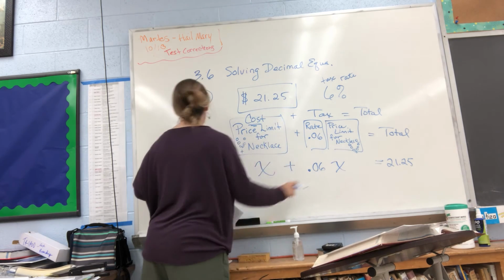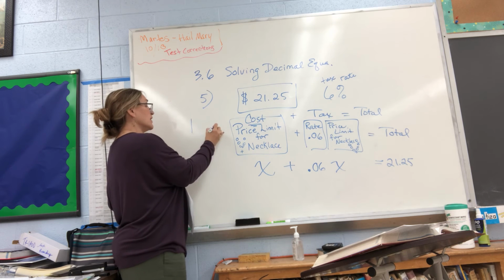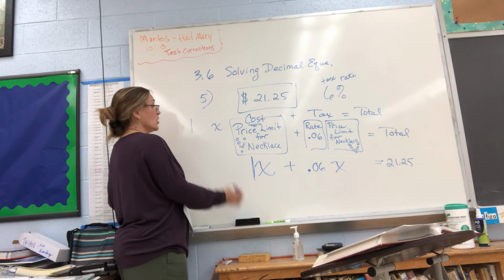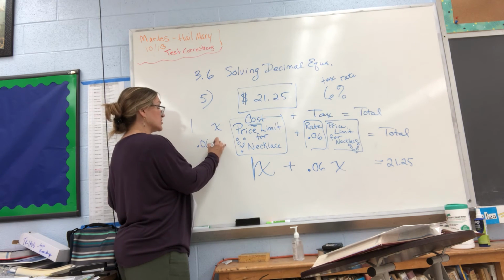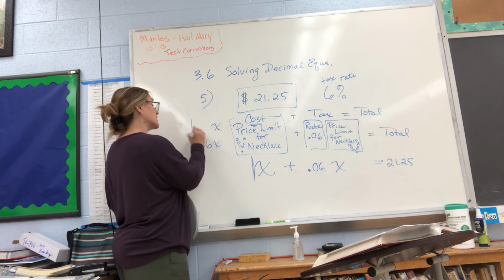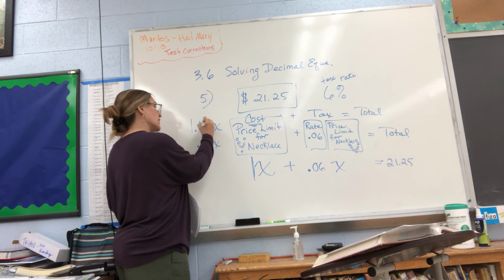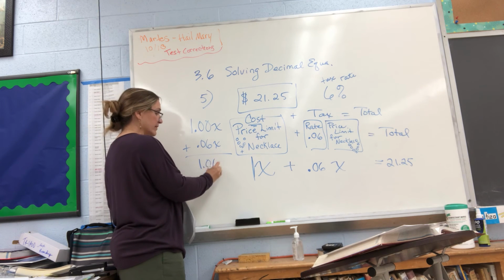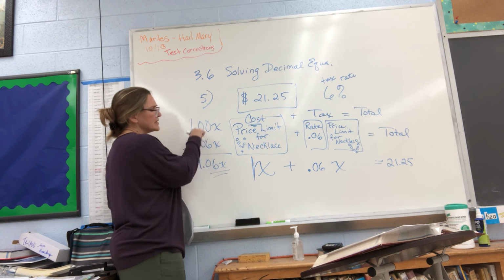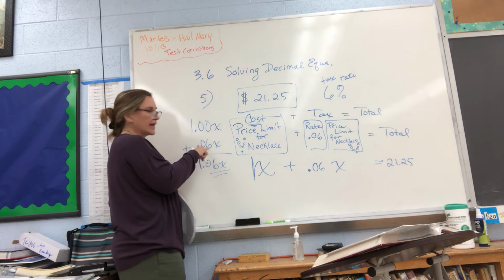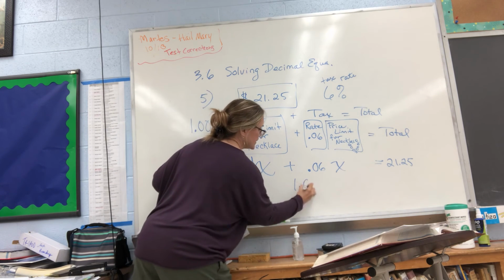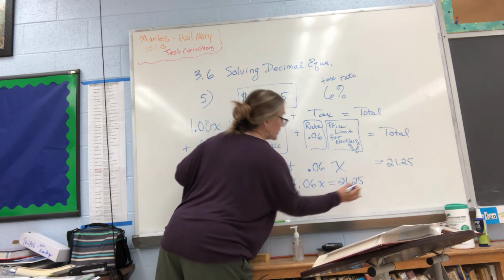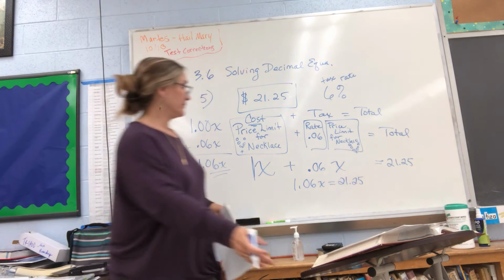So what is X plus 0.06X? You have to be careful about this. X is really 1X, isn't it? Yes. But I'm adding 0.06X to it. So you have to remember 1X is 1.00X. What is that when you add it up? Please don't make an error with that. I could see some errors happening right there. Okay? All right, so it's 1.06X equals 21.25.